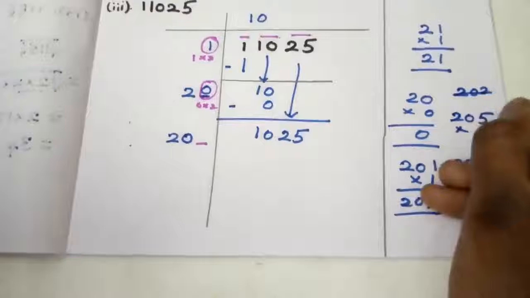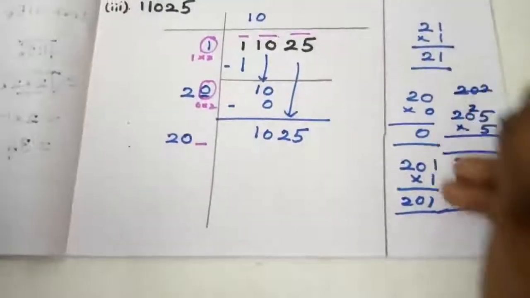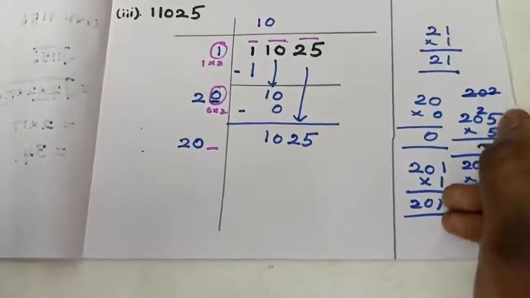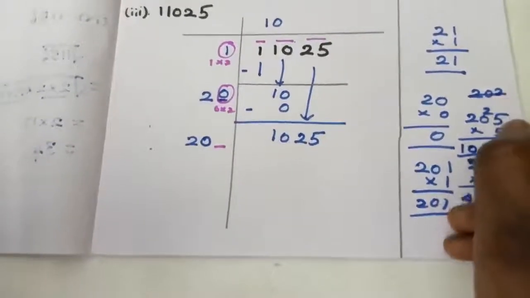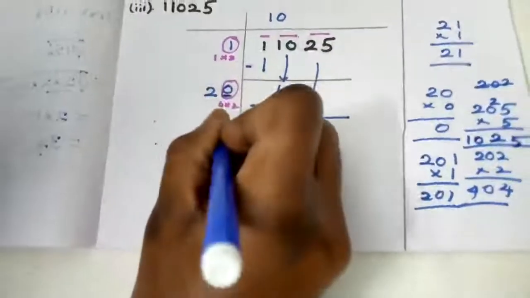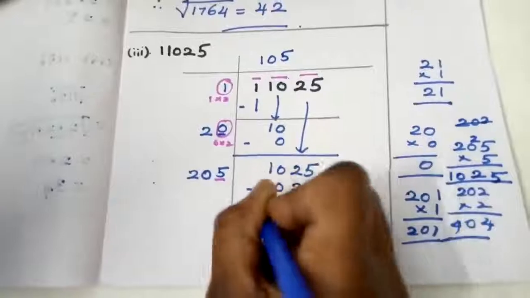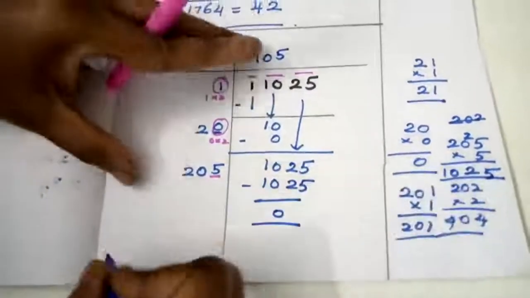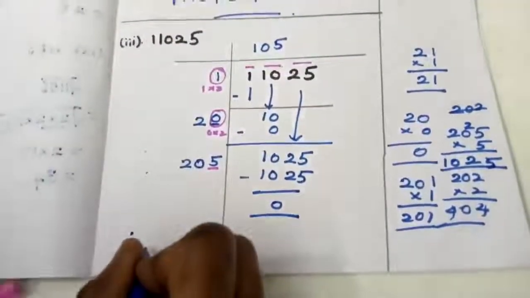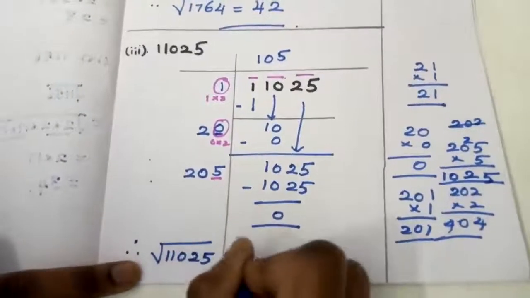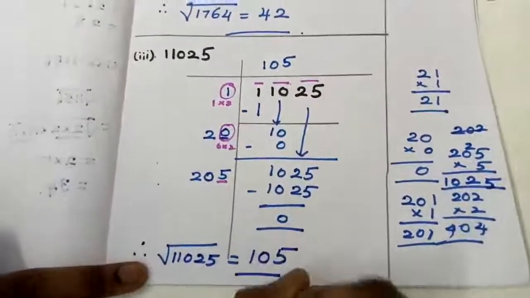Now 205 into 5. Let me try this one. 5 5s are 25. 5 into 0, 0, plus 2, 2. So I am getting the values. 5 2s are 10. So what is the answer I am getting here? 5. What is the answer I am getting here, students? 1025. See, if I subtract, what is the answer? 0. So therefore, the square root of 11025 is equal to 105 is the answer.